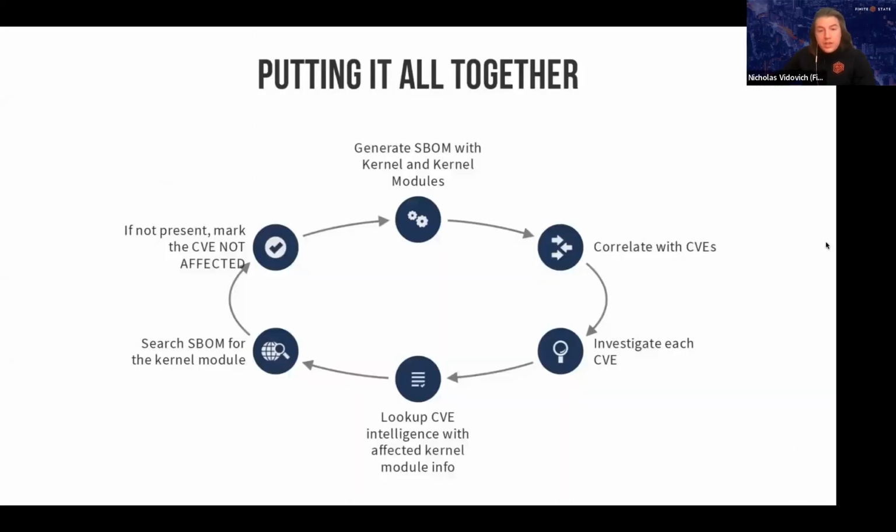So when we put it all together, we generate the SBOM. The SBOM has the kernel and the kernel modules. We correlate those with CVEs. We investigate each of those CVEs and then look up, using our new intelligence data or our clean data source, which kernel module is affected by that CVE. And then here, just searching the SBOM, is that kernel module present? It's a bit simplified in this case, but if it's not present, you can basically say the CVE is not affected. So each vulnerability that we investigate here can have a different status.